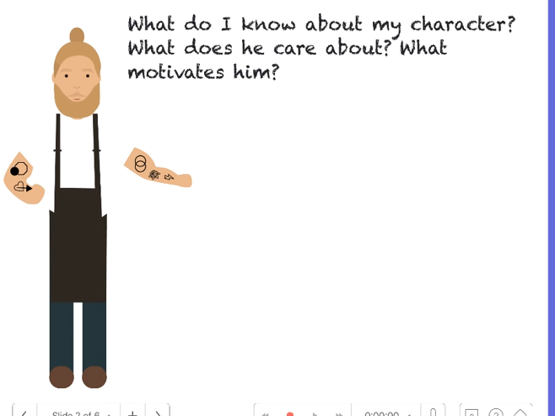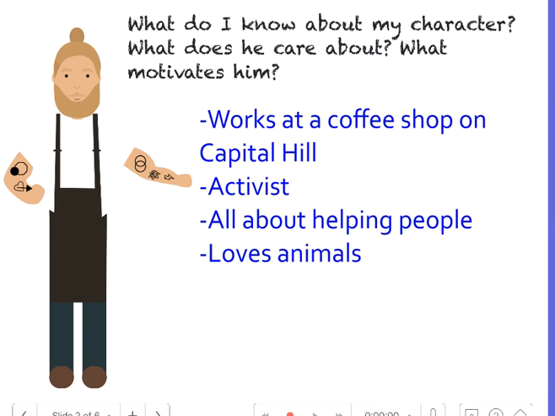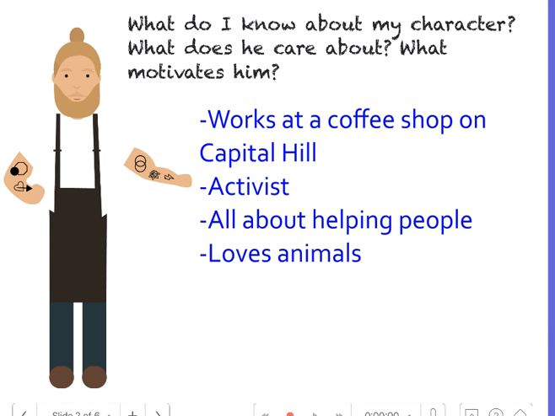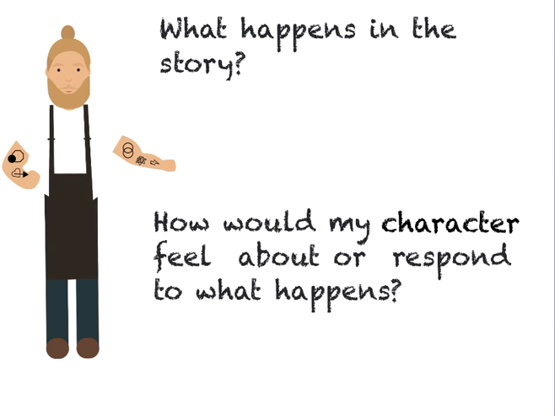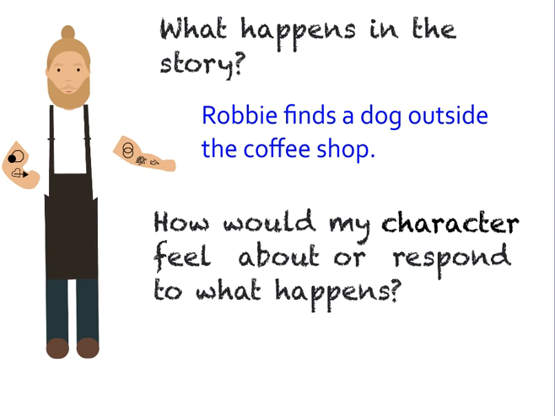So if I'm thinking about my hipster dude, I'm going to say that he works at a coffee shop on Capitol Hill. That's something I know. He's an activist. He's all about helping people. He loves animals. So now that I know a little bit about him and what motivates him, I want to start to think about what's going to actually happen in the story. Because he works on Capitol Hill, I'm going to have something happen at the coffee shop. I was just thinking about the last time I was up there and I saw a couple stray dogs and cats. So I'm going to say that Robbie finds this dog outside the coffee shop.